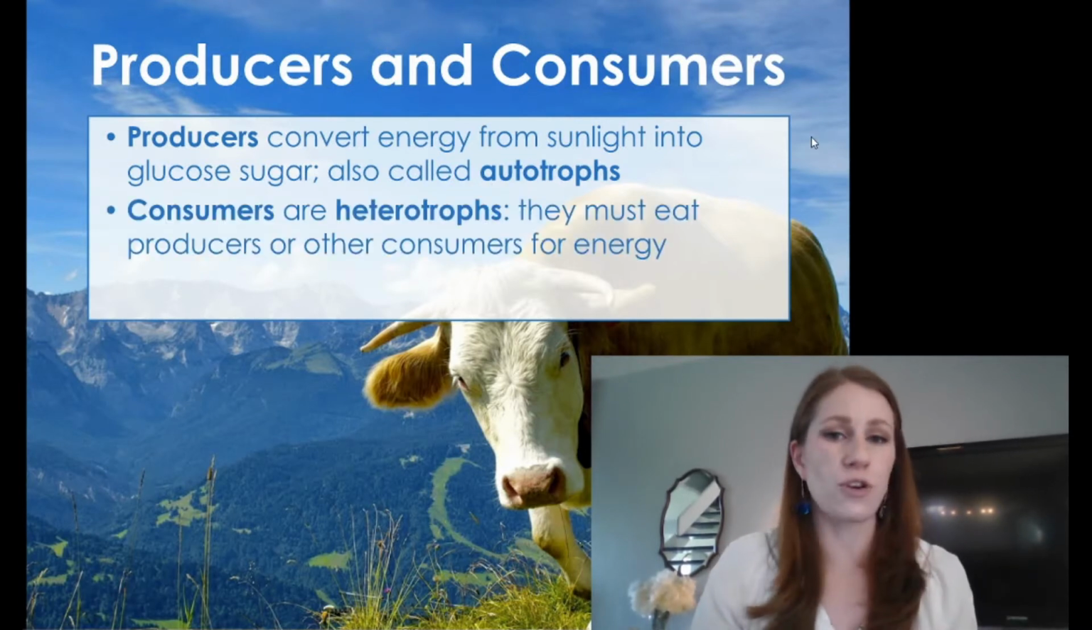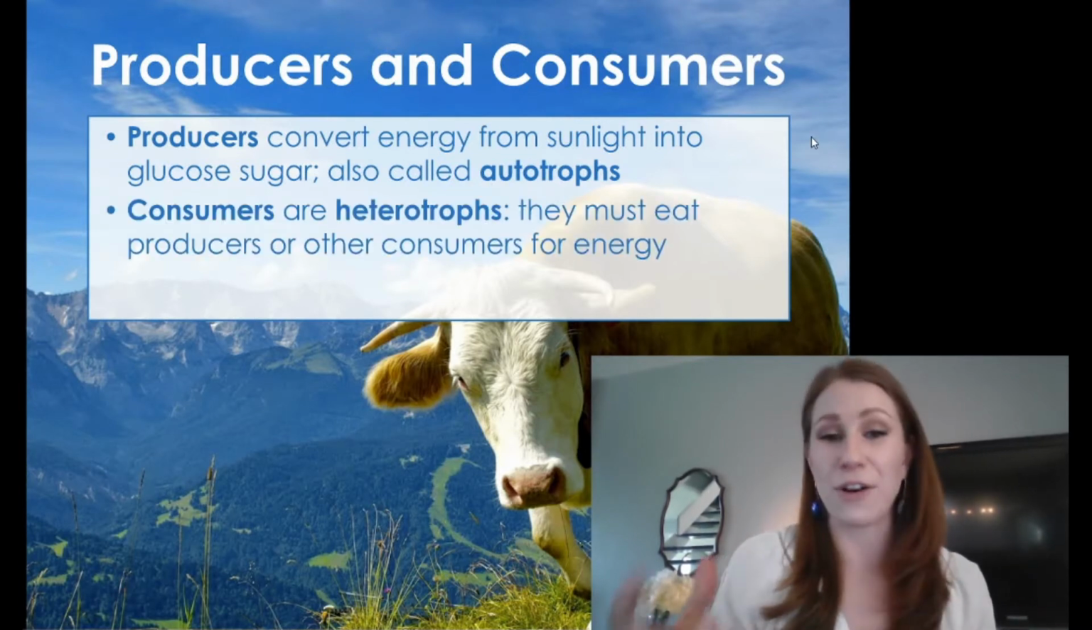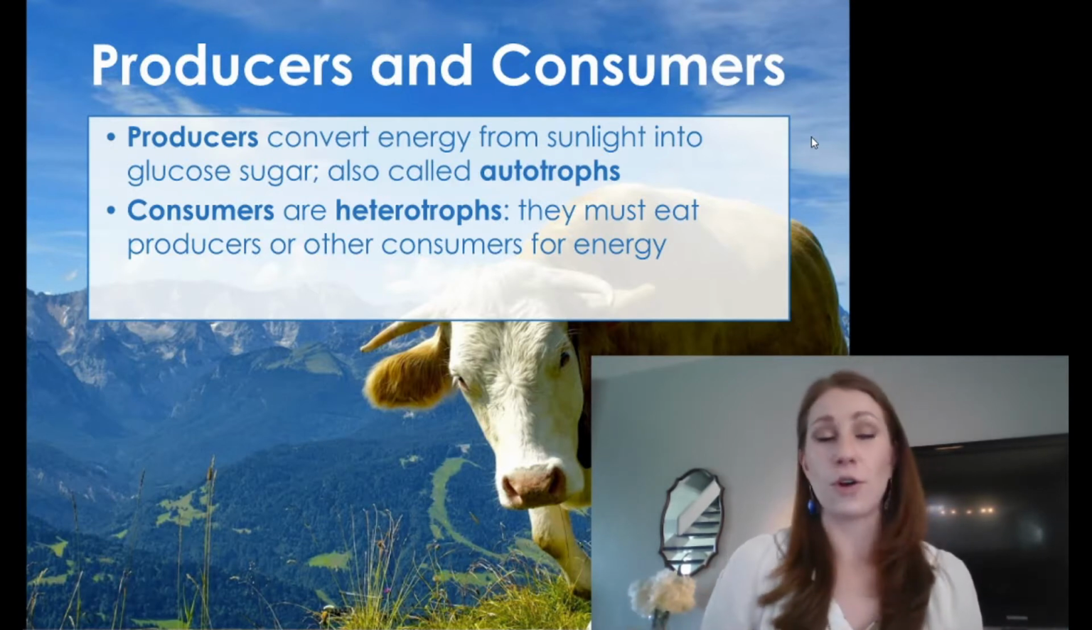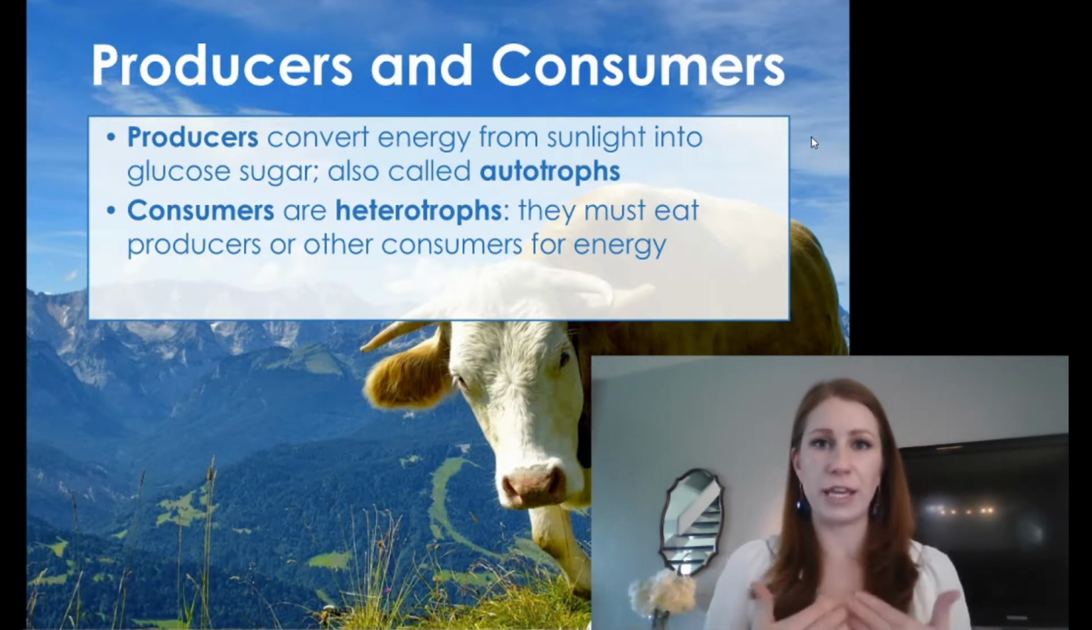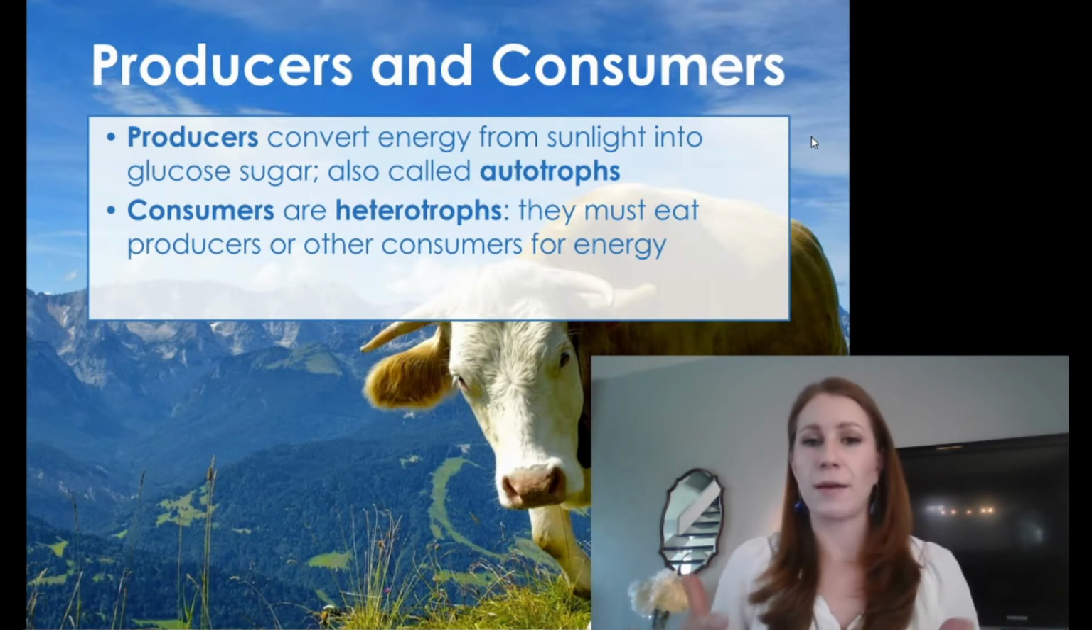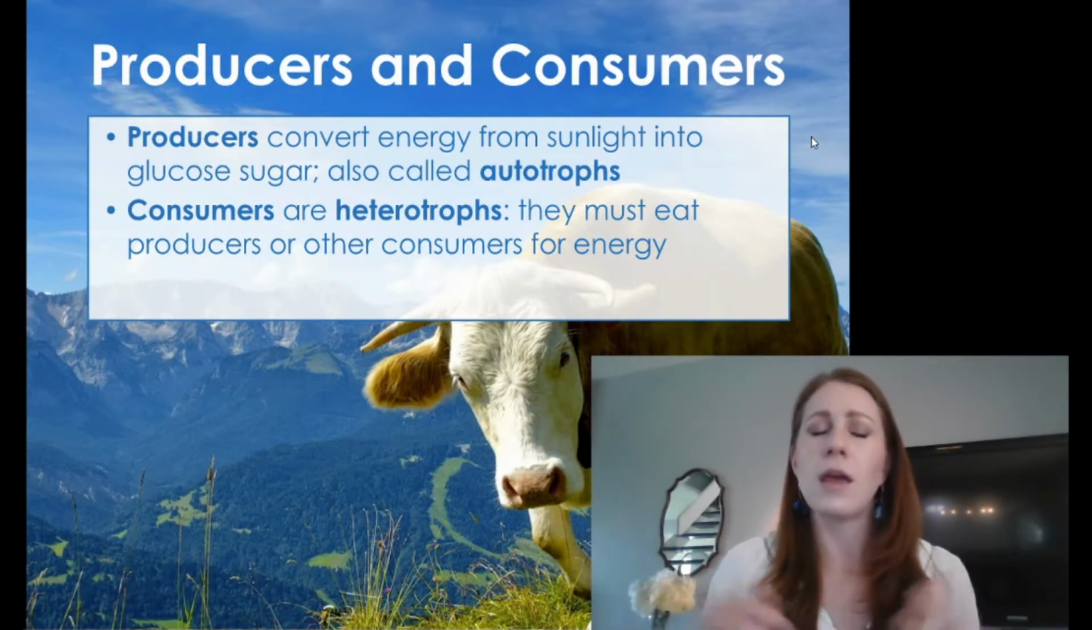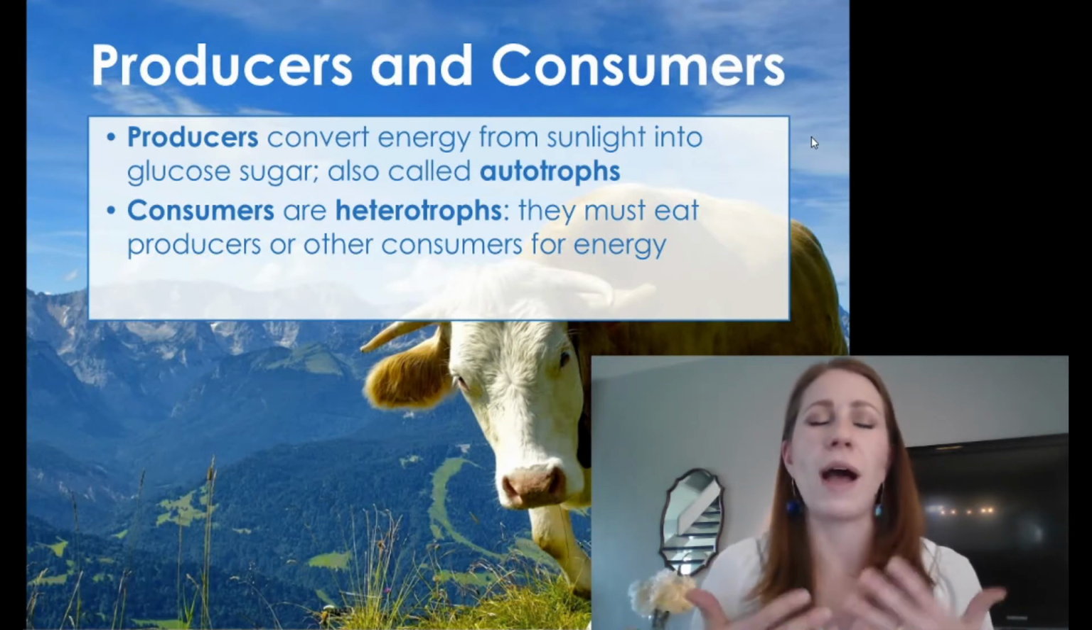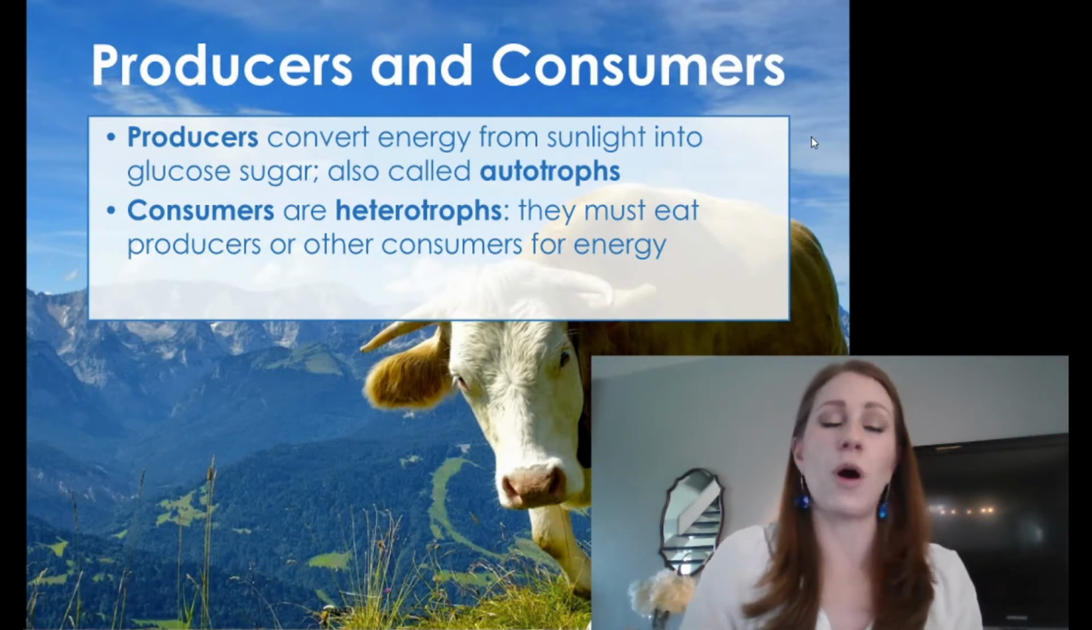Consumers are heterotrophs, meaning that they need to get energy from other places, either other consumers, like if a human eats chicken, that's consuming another consumer, or if I eat carrots, again, I'm eating a producer. So you have to eat something else to get energy if you are a heterotroph, and that's what we are.